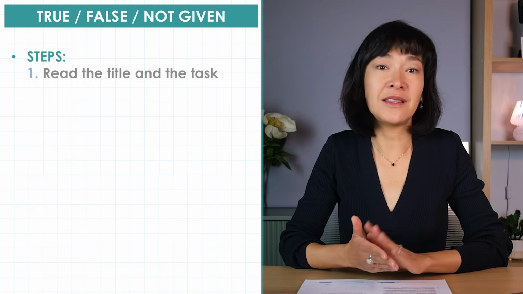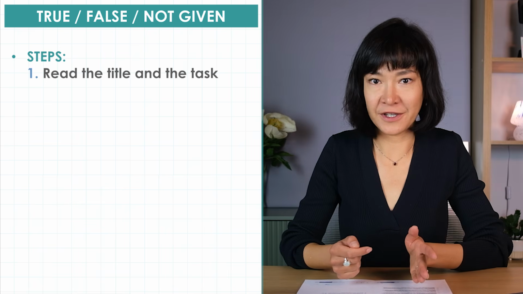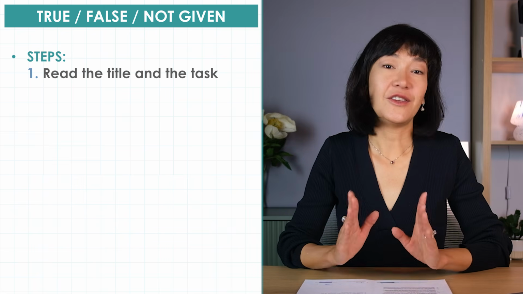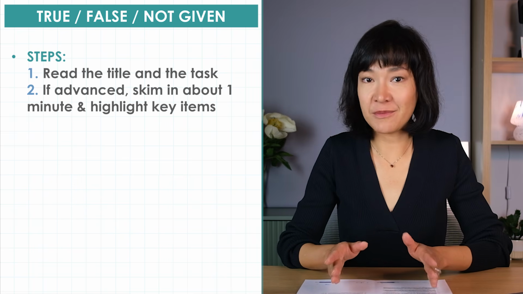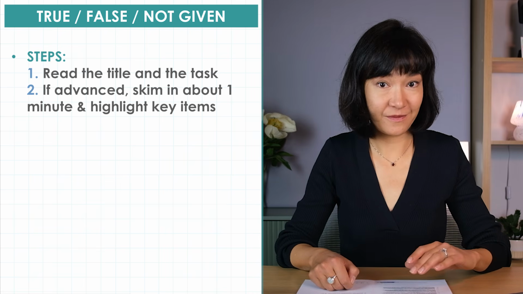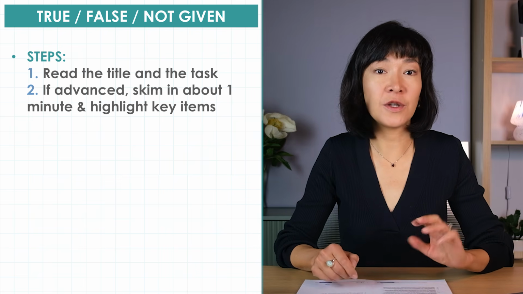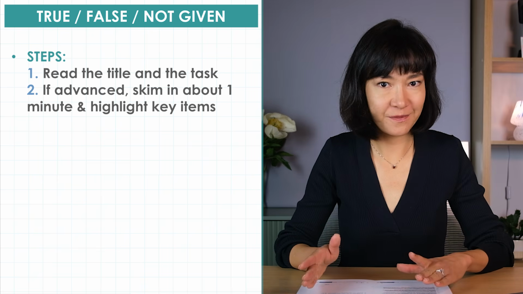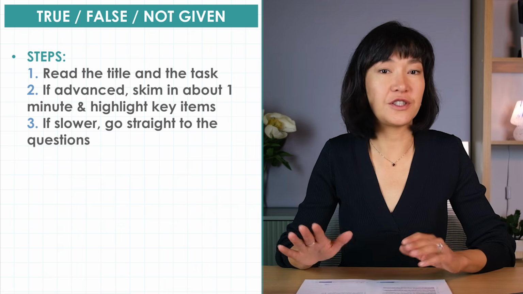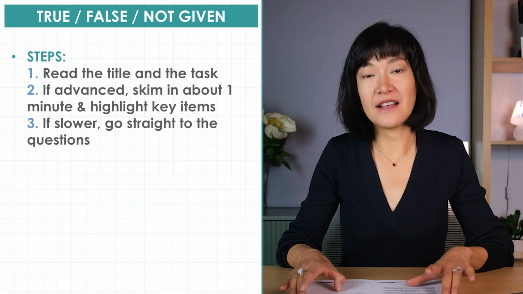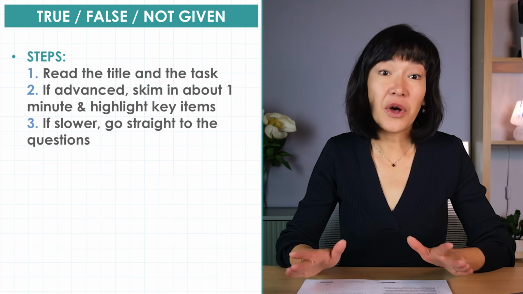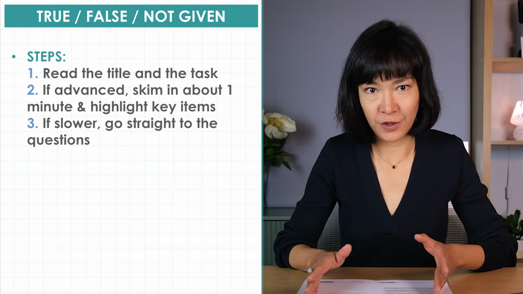You read the title and you know it's true, false, not given. Next, decide when you read the passage. You have two options. If you're reasonably advanced and you can skim it in about a minute, do it first. Highlight any keywords the questions might ask you about. If the reading takes longer than a minute, it may be better for you to go straight to the questions and read the passage piece by piece as you work through them. Try both and see which one works for you.